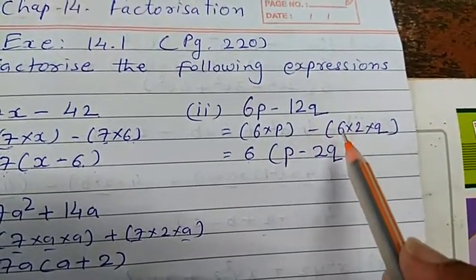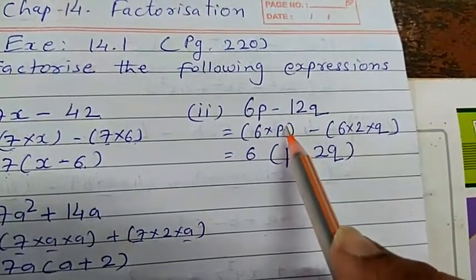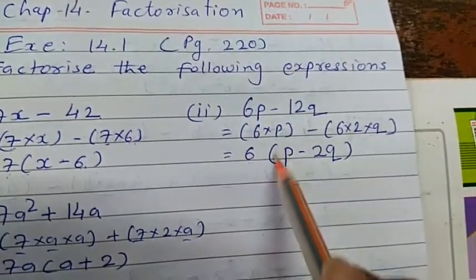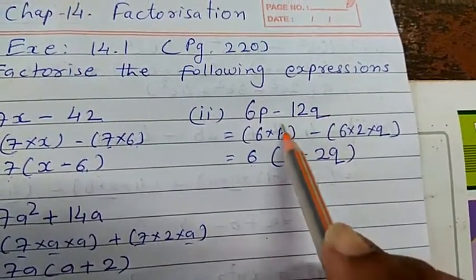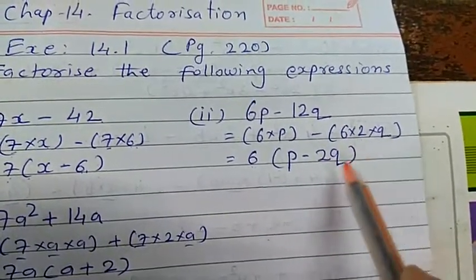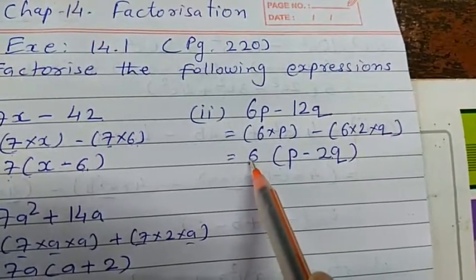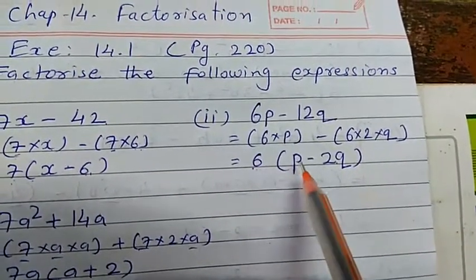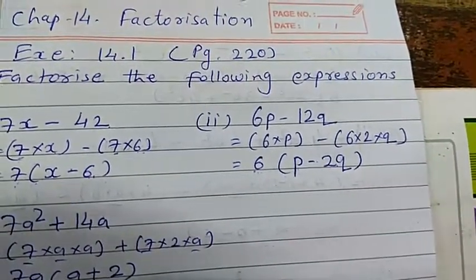Now check which number is common? 6. So just put it here and write all the remaining variables and numbers in brackets. So in the first term there is only p remaining, p is the variable, right? Minus 2q, okay. 6 we already took as a common, so the final answer is 6 in bracket p minus 2q, okay students, understood?